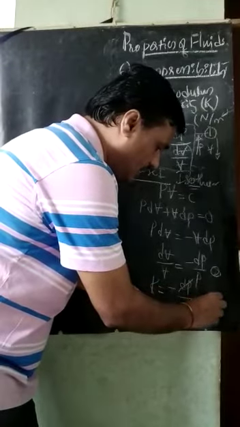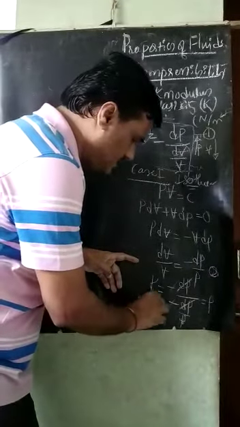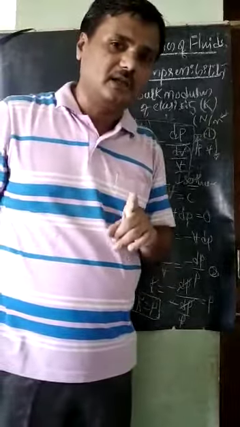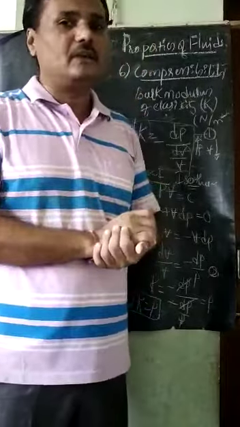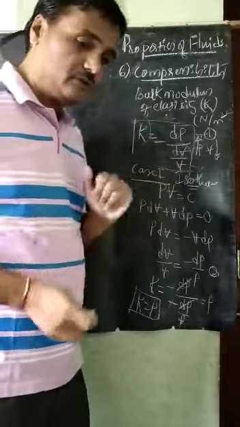What we are getting here now? K is equal to P here. So what is the equation we are getting? K is equal to P. Bulk modulus of elasticity is equal to the intensity of that pressure here. So that is in case of the isothermal process.